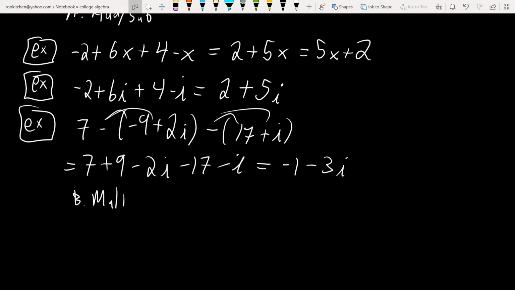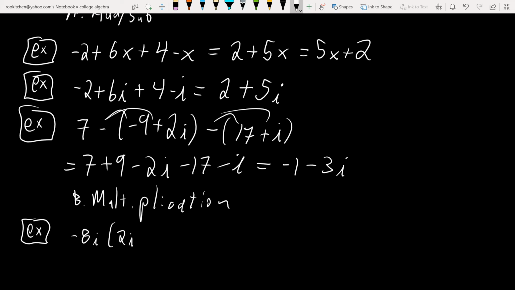Multiplication is maybe a little harder, and then division a little harder still. So we're going to start with multiplication. And our example, we're going to look at this guy: -8i times (2i - 7). Again, it's a lot like what you did with variables. We have to distribute.